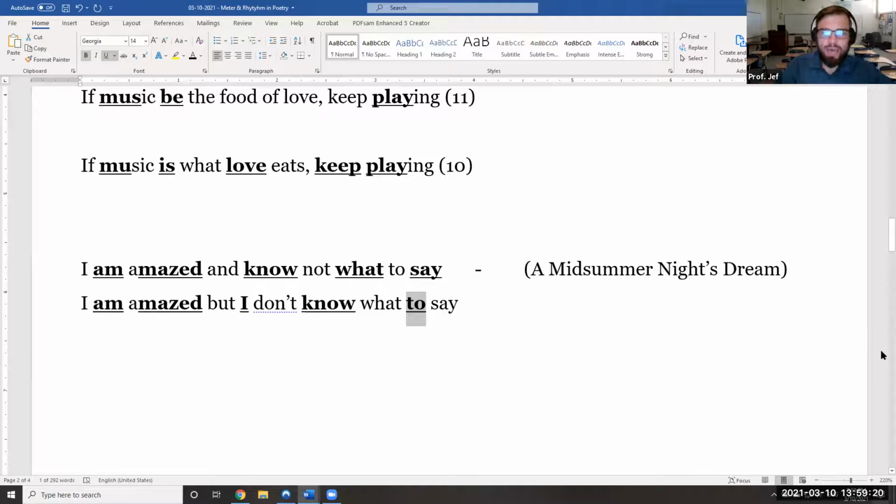So again, just to show you how this changes things, "I am amazed and know not what to say." Perfect iambic pentameter, stressed, unstressed syllables. He's only got one two-syllable word, but he puts it in the line where I have "I," unstressed, "am," stressed. "A" is the first syllable of the word. It is unstressed in the word by itself. So Shakespeare puts it into a position in the line where there's an unstressed syllable. And "mazed," the stressed part of that two-syllable word, comes at a point of stress in the line. But this changes in my weird example, right? I am amazed, but I don't know what to say.